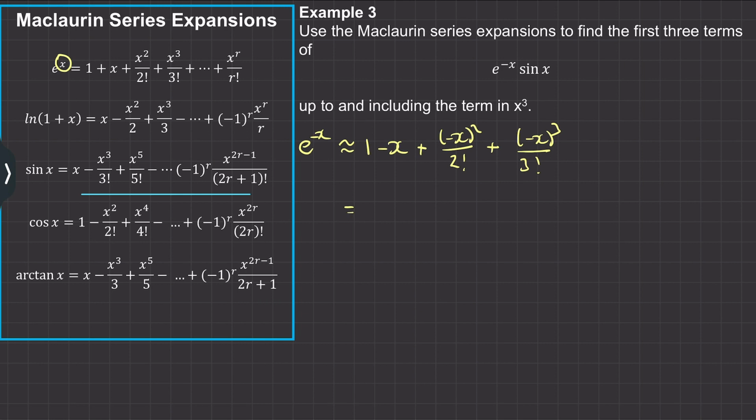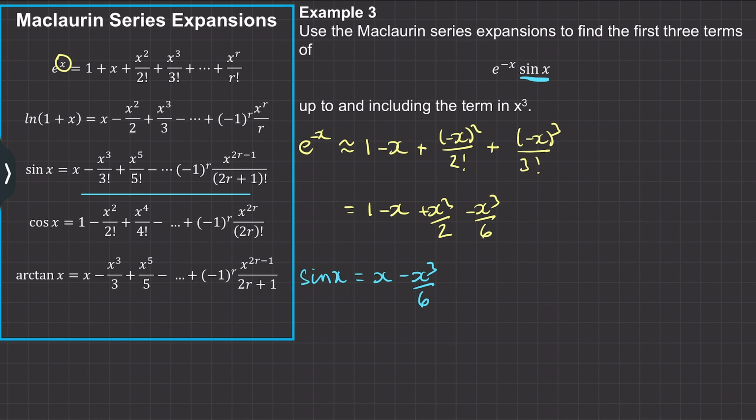And we can simplify this as 1 minus x. Negative x squared is x squared, so plus x squared over 2. And then negative x cubed over 6. And if we look at the expansion for sine x, well, we're given this is x minus x to the 3 over 3 factorial, which is 6. I don't need to think about any of the later terms because we're only looking for the x cubed term.